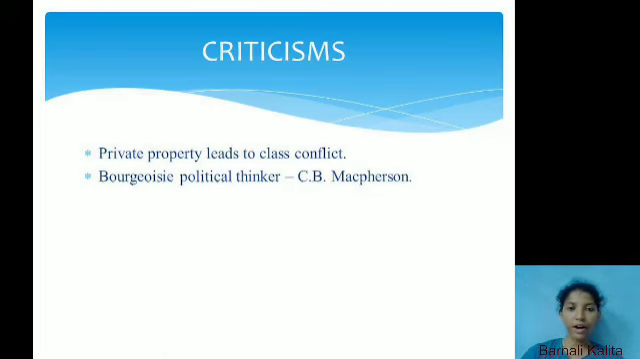So, accordingly, lots of criticisms have been put forward against the theory of private property of John Locke. But in spite of all these criticisms, we cannot ignore the importance of the theory of private property of John Locke.